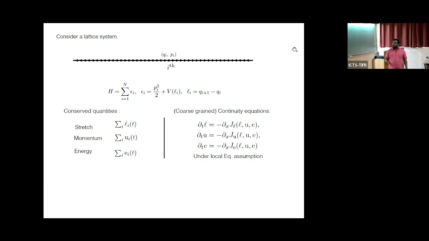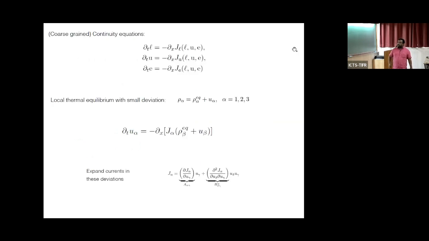Corresponding to that, you will have local densities that, if you do a coarse graining, will have continuity equations in this form. Under local equilibrium assumptions, you can express the currents in terms of the fields themselves, and you get a hydrodynamic description. On top of that, if you assume that the local thermal equilibrium is slightly deviated from the global equilibrium, then you can expand these currents order by order in the deviations from the global equilibrium.